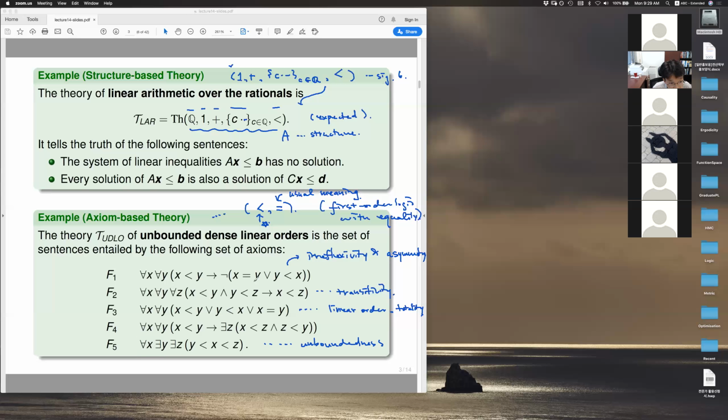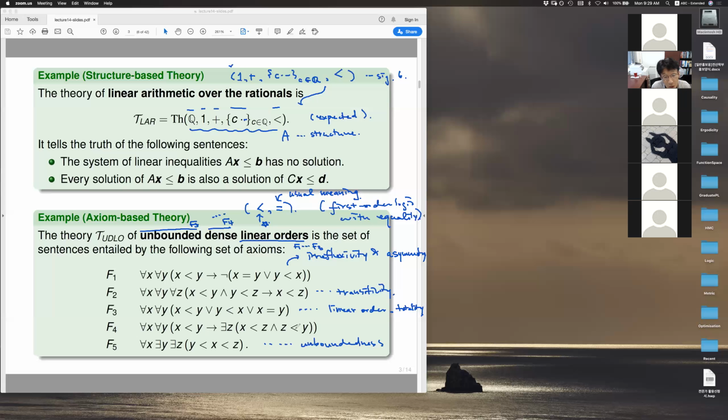And then F1 to F3 are about this linear order. Unbounded is formalized by F5. Dense is formalized by F4. Dense means whenever x is less than y, you can always find something in the middle. So z goes in between x and y. That's always possible.